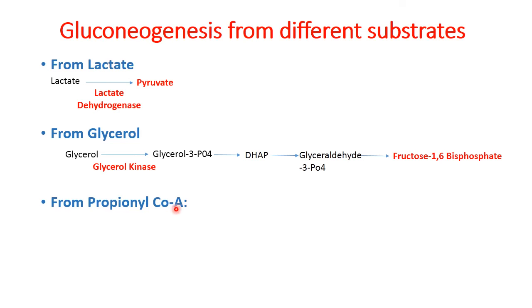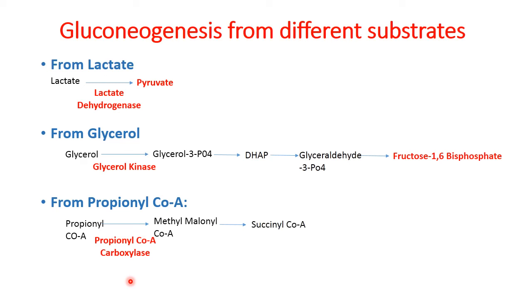From propionyl coenzyme A. Propionyl coenzyme A is an end product of the oxidation of odd chain fatty acids. Now this propionyl coenzyme A will get carboxylated to methylmalonyl coenzyme A by the enzyme propionyl CoA carboxylase, and that will get isomerized to succinyl coenzyme A. Now this requires the enzyme methylmalonyl coenzyme A mutase. This enzyme requires vitamin B12 for its catalysis.